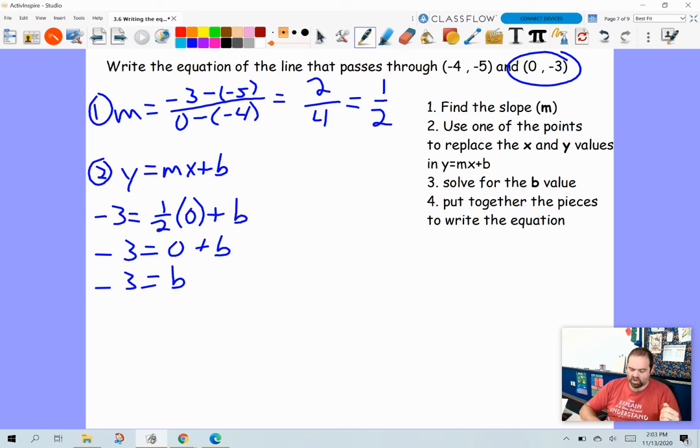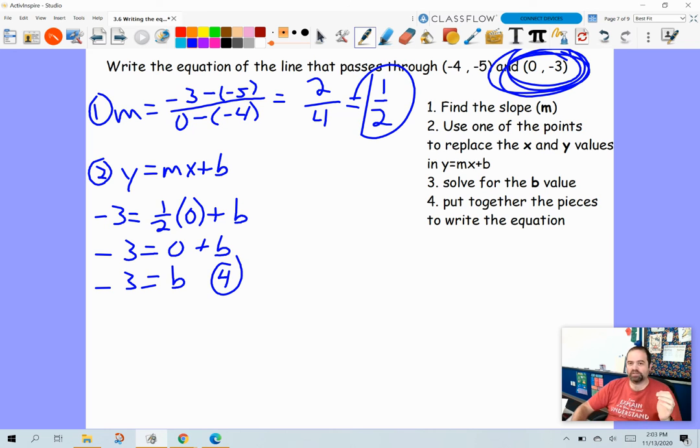Okay, I've got all of my pieces now. I've got my xy pair from up here. I've got my slope that I just found. I've got my slope and my y-intercept. So last but not least, put it all together. y equals 1/2 x minus 3.